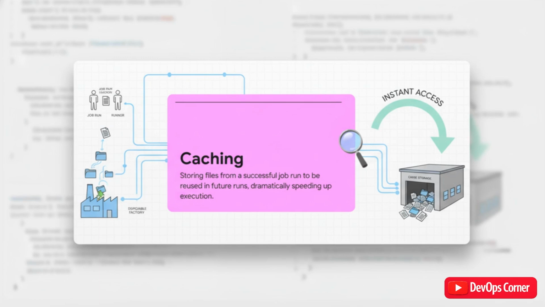The answer is caching. If our runners are disposable factories that get torn down after time, then caching is like building a small, permanent warehouse right next to them. It lets you store files from a successful run, like all those downloaded dependencies, so that future jobs can grab them almost instantly instead of having to fetch them over the internet all over again.